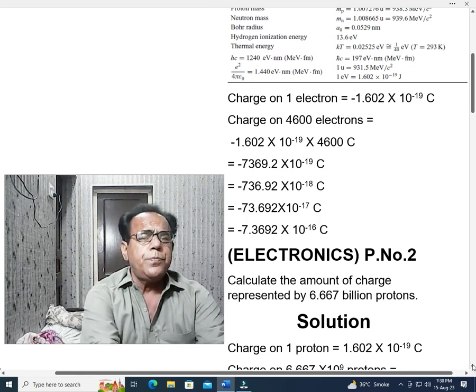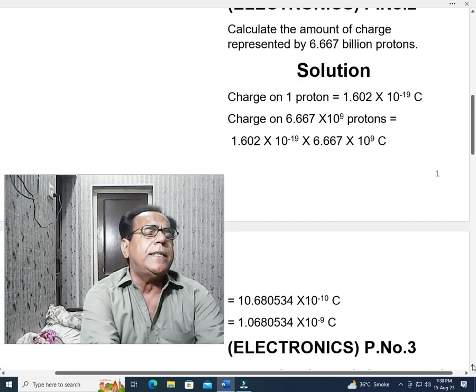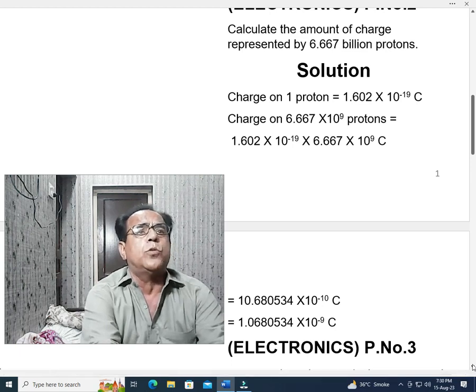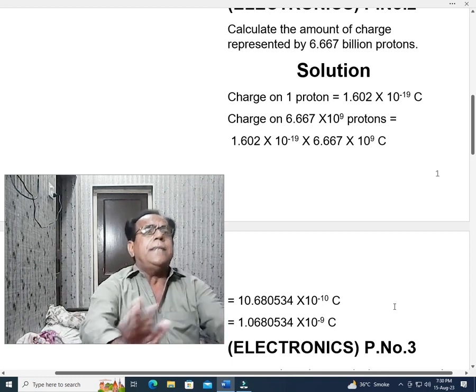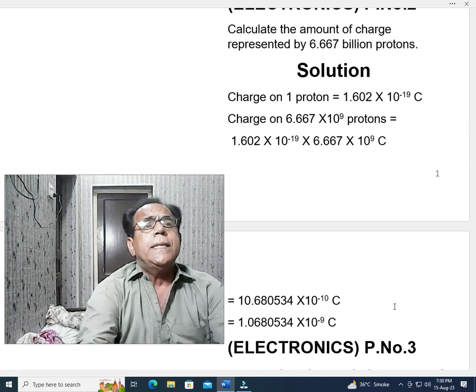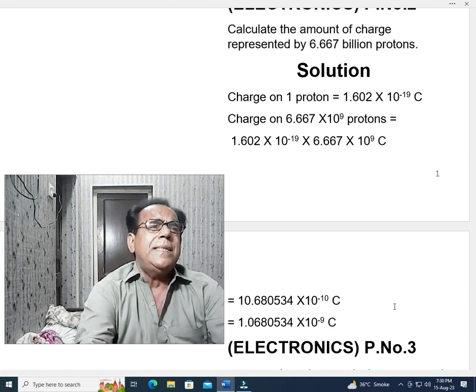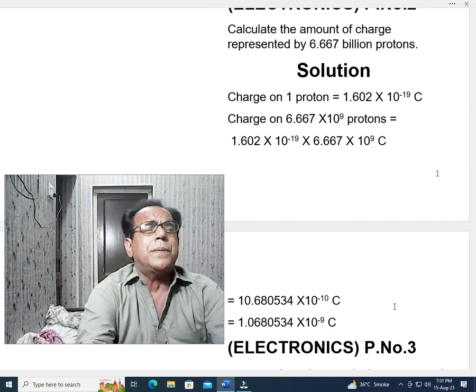Okay, second problem is also quite similar. Calculate the amount of charge represented by 6.667 billion protons. Okay, dear students, here we will not take the minus sign because here electron is not under consideration, proton is under consideration. However, the term billion is slightly inappropriate, perhaps inappropriate.